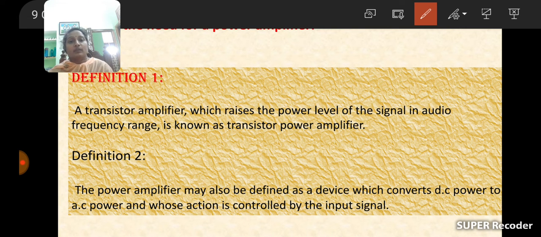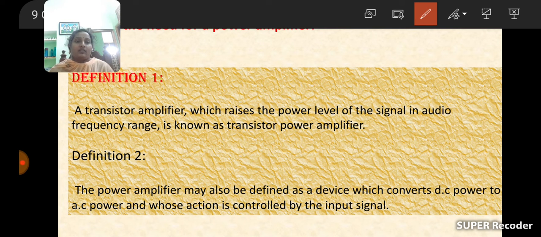What is meant by power amplifier? It is an amplifier which raises the power level of the audio frequency signal. What is meant by audio frequency? A 20 Hz to 20 kilohertz signal is called audio. If an amplifier raises the power level of the signal in the audio frequency range, then that is called a transistor power amplifier. One more method is also there to define a power amplifier.